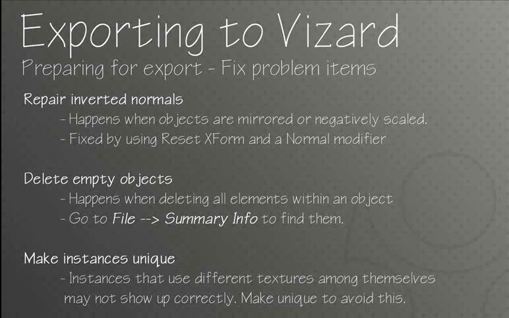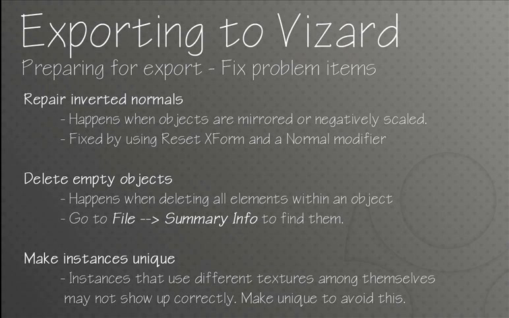It's not too difficult to find. You just go to the File menu in Max and down to Summary Info. This will give you a list of all the different objects you have in Max, as well as their vertex and polygon count. You just look for the ones that have 0 vertices and 0 faces. And that'll help you track down the problem object really fast.